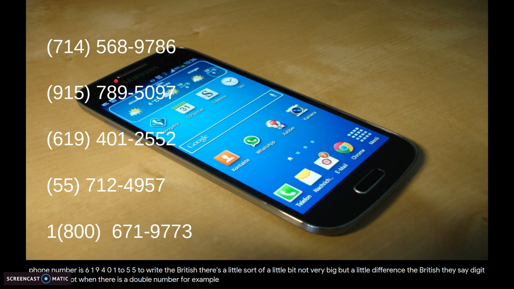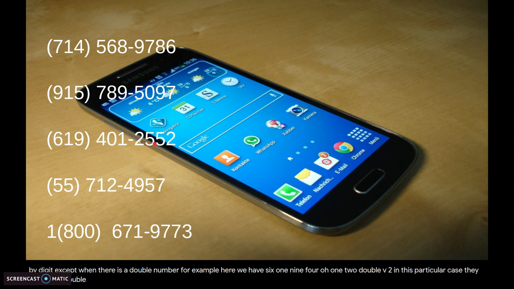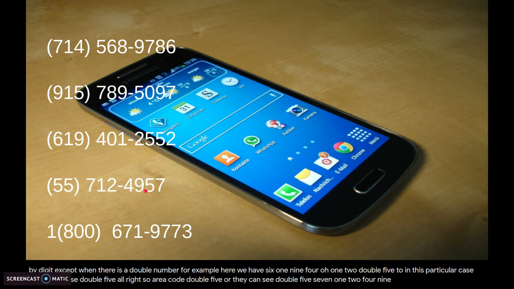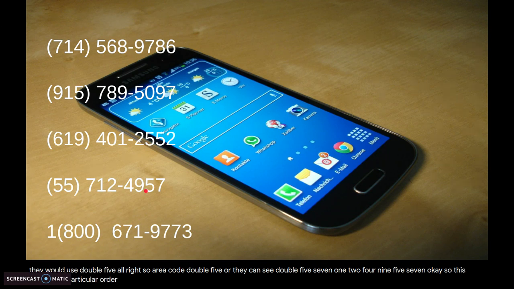For example, here we have 619-401-2552. In this particular case, they would use double five. All right. So area code double five, or they can say double 5 712 4957. Okay, so these numbers in particular are the ones that we're accustomed to, but there's another thing.